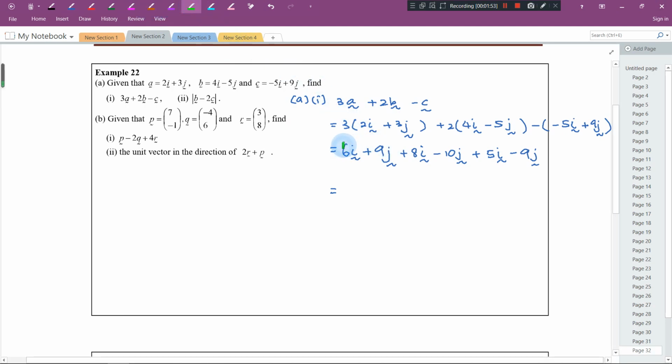So now let's look at i first. 6i, 8i, and 5i. So you notice that when I highlight it, I highlight together with the symbol in front of the number. So it means that 6 plus 8 plus 5. So 14, this is 19, 19i. Okay, now we go to the j. 9 minus 10 minus 9. So 9 minus 10 you get negative 1. Okay, it will be negative 10. Negative 10j. So this is the answer for part A1.